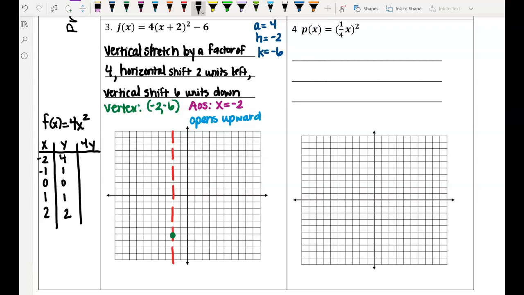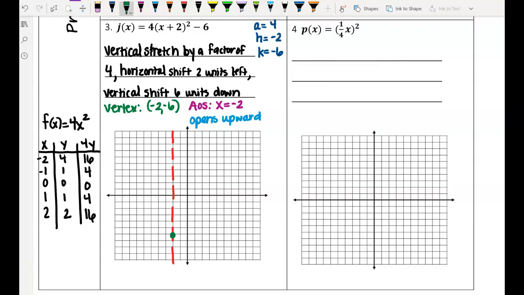What is 4 times 4? 16. 1 times 4 is 4. 0 times 4 is 0. So if I were just to graph 4x squared, those would be the points I would use. But I have to move every one of those points 2 units to the left and 6 units down. So 2 units to the left of negative 2 would be negative 4. 16 minus 6 would be 10.